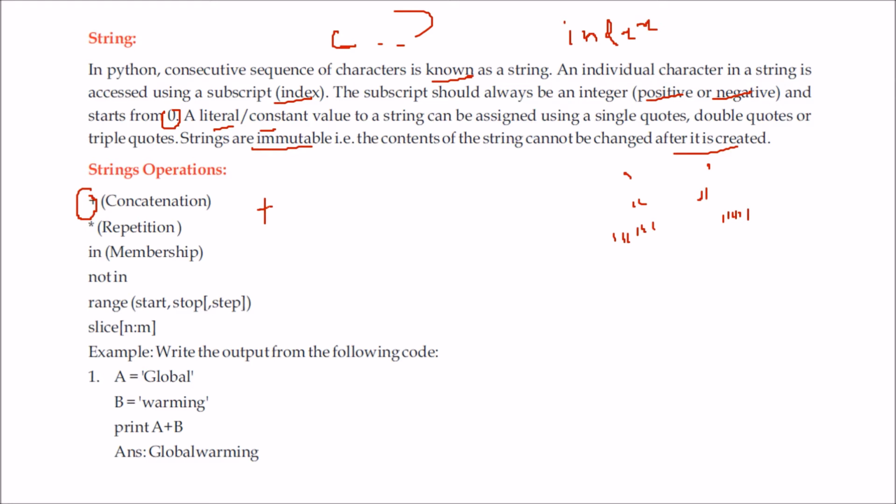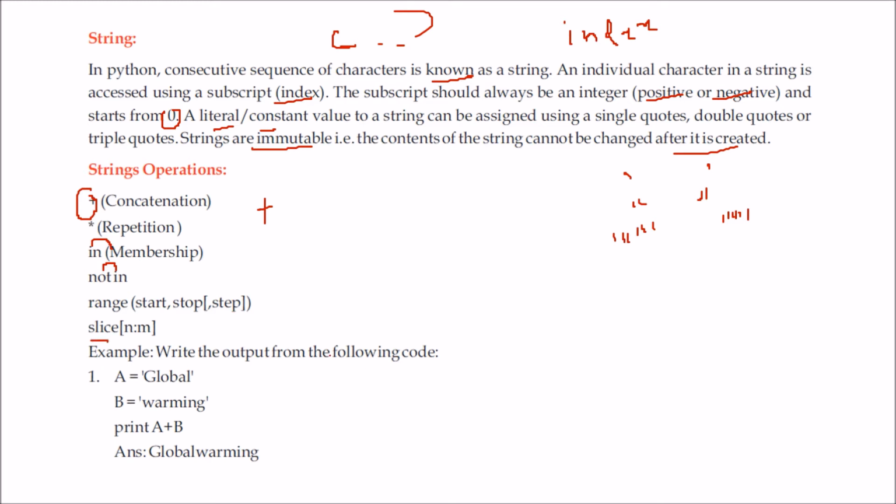So there are various operations that can be applied on strings, like the plus. This is a plus in string, which means concatenation. It will add two strings, the next string with the previous string. The repetition is the number of times that the string will appear. In means membership, whether it lies inside it or not. Not in means it doesn't lie inside it. There is also a range, where you start with start, then stop, then step, and we also have slice.